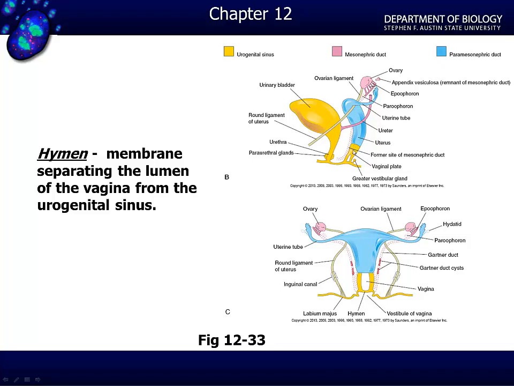This vaginal plate, the middle is going to hollow out to form the lumen of the vagina, but this will not open up completely. Part of this vaginal plate is going to remain intact, and that is going to be this outermost membrane. And this is the hymen. The hymen is the tissue of the vaginal plate that persists until the female becomes sexually active, and this is mechanically ruptured.